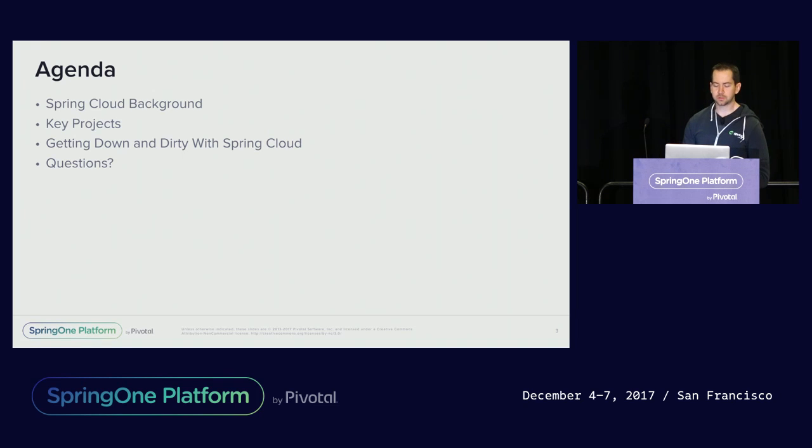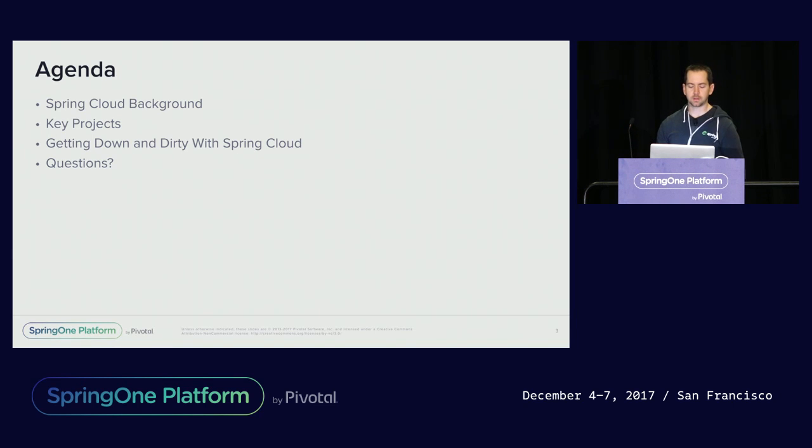So this is pretty much what we're going to talk about today, the topics we're going to cover. Pretty straightforward and simple. We're going to talk about the background, the reasoning, the history of Spring Cloud, why you want to use it, where it came from, why it's important. Then we're going to take a look at some of the key projects that most beginners tend to gravitate towards when they first start using Spring Cloud, what they do, and how they can help you in your cloud native journey. Then we're going to get down and dirty with Spring Cloud. We're going to do some live coding, show you how it actually works in practice, and then we will have some time for questions after that.